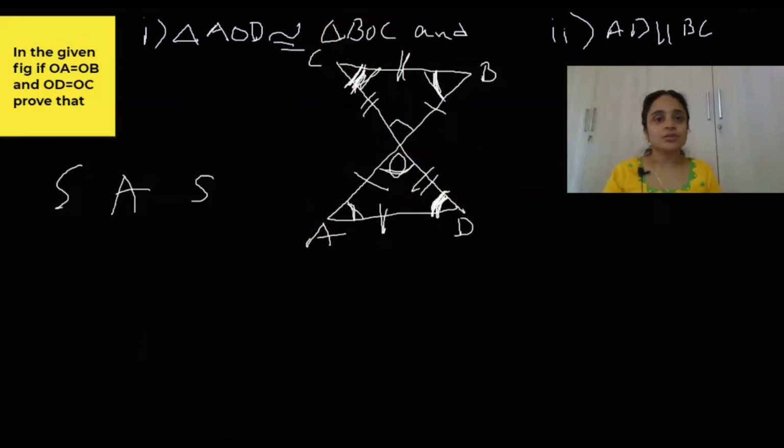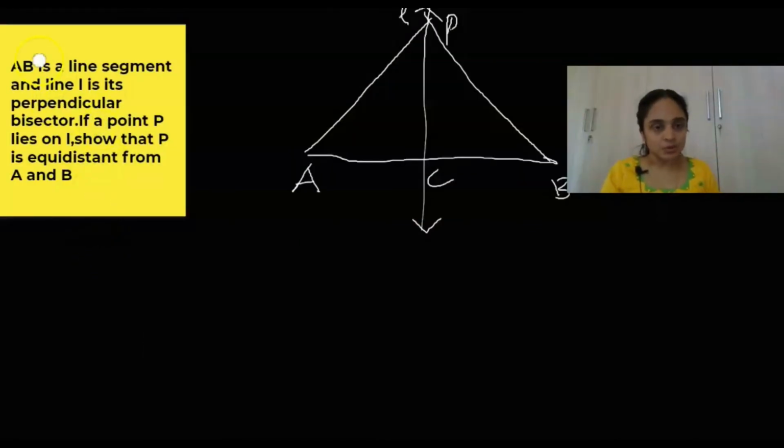Okay, understood? Next example, that is example 2: AB is a line segment and line L is its perpendicular bisector. If a point P lies on L, show that P is equidistant from A and B. That is, AB is a line segment and this L is the perpendicular bisector. If this point P, I'll show you once again.